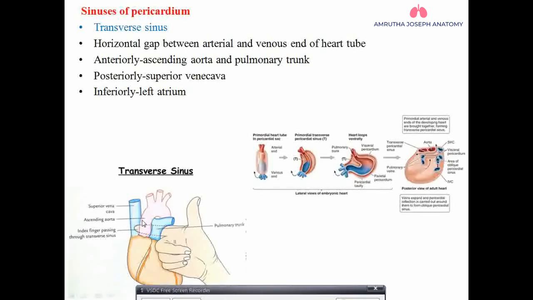So the relation will be anteriorly ascending aorta, pulmonary trunk, posteriorly superior vena cava, inferiorly the finger is resting on the left atrium. This part is left atrium. The finger is here between aorta. This is the posterior view where the finger is this arrow, which can be seen here. In front of this arrow, pulmonary trunk, aorta. Behind that, superior vena cava, and the finger is resting on the left atrium. This is an anterior view. This is a posterior view.